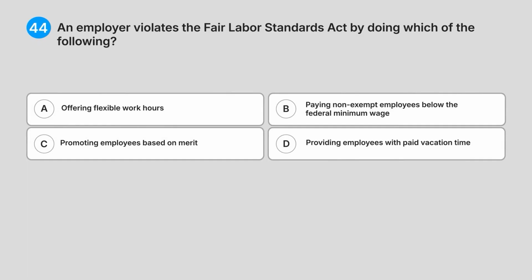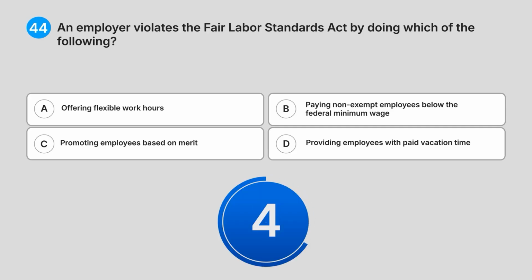44. An employer violates the Fair Labour Standards Act by doing which of the following? A. Offering flexible work hours. B. Paying non-exempt employees below the federal minimum wage. C. Promoting employees based on merit. D. Providing employees with paid vacation time. What do you think is the answer?